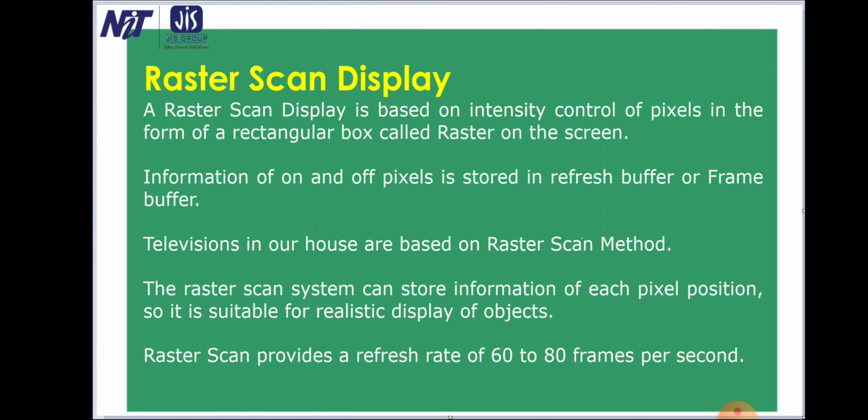When the beam starts from the top left corner and reaches the bottom right corner, it will return to the top left side, called vertical retrace. So there are two concepts: one is vertical retrace and another is horizontal retrace. Then it will again move horizontally from top to bottom and from one side to another side in horizontal retracing.